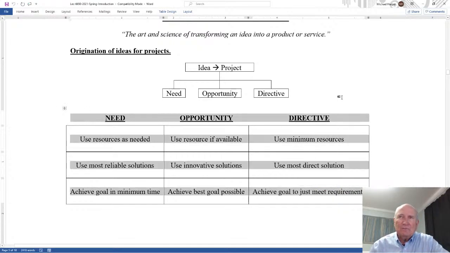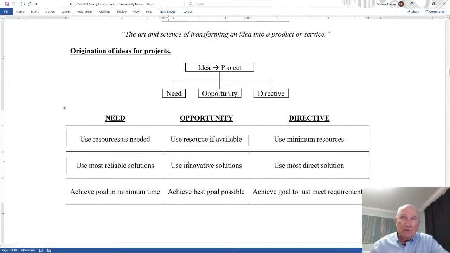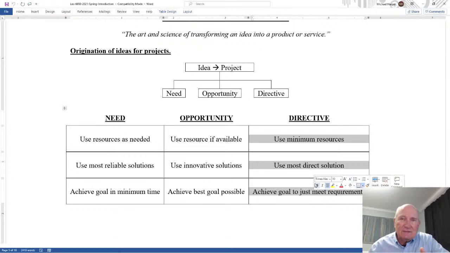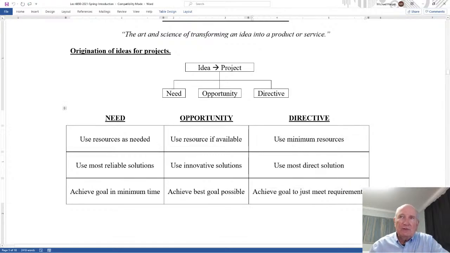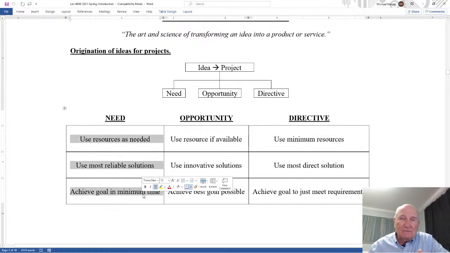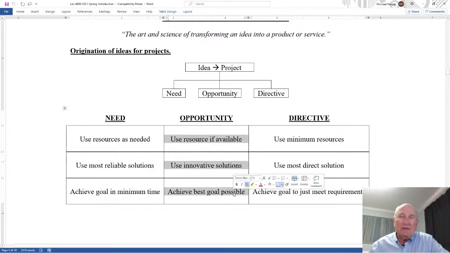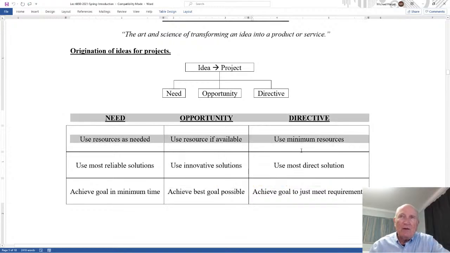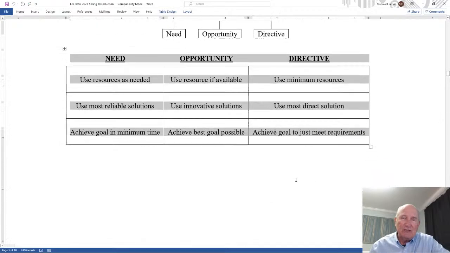So when those projects come at you, you don't want to use one of these approaches on the wrong idea, the wrong source. In other words, you don't want to use all of your resources for a directive. It's a waste. Okay? And you don't want to use just the minimum resources for a need because you may fail, or for an opportunity because you may not learn anything. You may achieve the project, but it wasn't that successful. So be aware of how you approach a project.